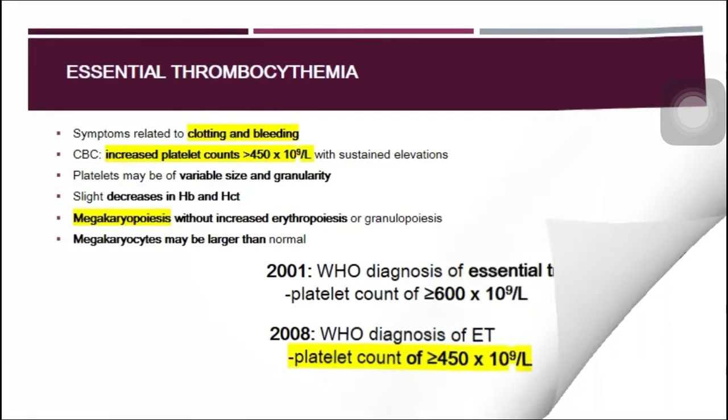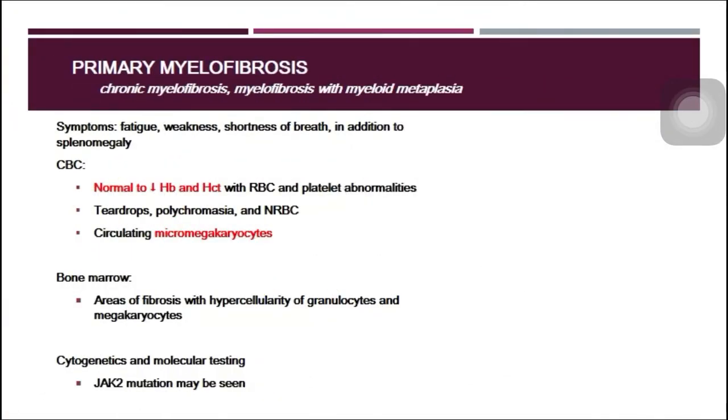And also we have primary myelofibrosis. Now, primary myelofibrosis is chronic myelofibrosis, or myelofibrosis with myeloid metaplasia. Symptoms of primary myelofibrosis include fatigue, weakness, shortness of breath, in addition to splenomegaly. Now, CBC shows normal to decreased hemoglobin and hematocrit with RBC and platelet abnormalities. This is also associated with circulating micro-megakaryocytes. In the bone marrow, there are areas of fibrosis with hypercellularity of granulocytes and megakaryocytes. And this is also associated with JAK2 mutation.